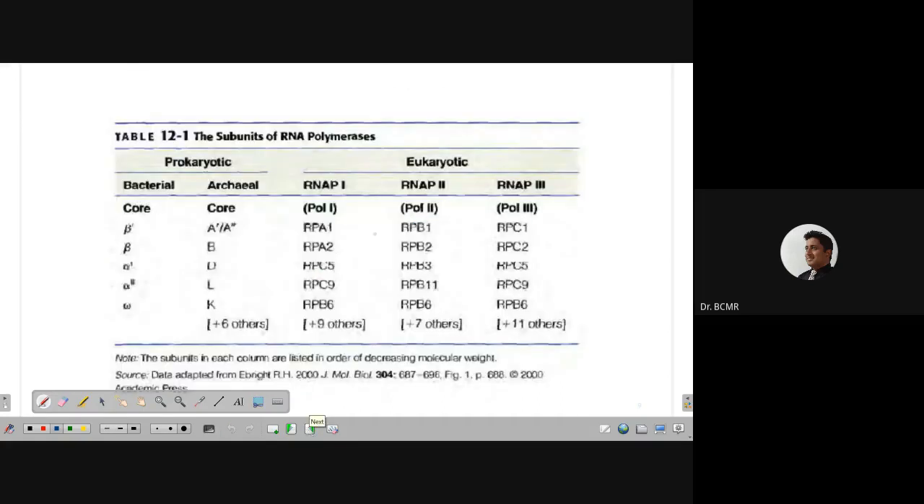So the enzyme is RNA polymerase. RNA polymerase in prokaryotes and eukaryotes has differences. One of the differences you have to remember is that in prokaryotes you have only one RNA polymerase, whereas in eukaryotes you have 3 different RNA polymerases: RNA polymerase 1, 2, and 3. They have different functions, but we'll get to that later. RNA polymerase is a multi-protein complex. It has several subunits. If you see the eukaryotic ones, they have an even larger number of subunits.